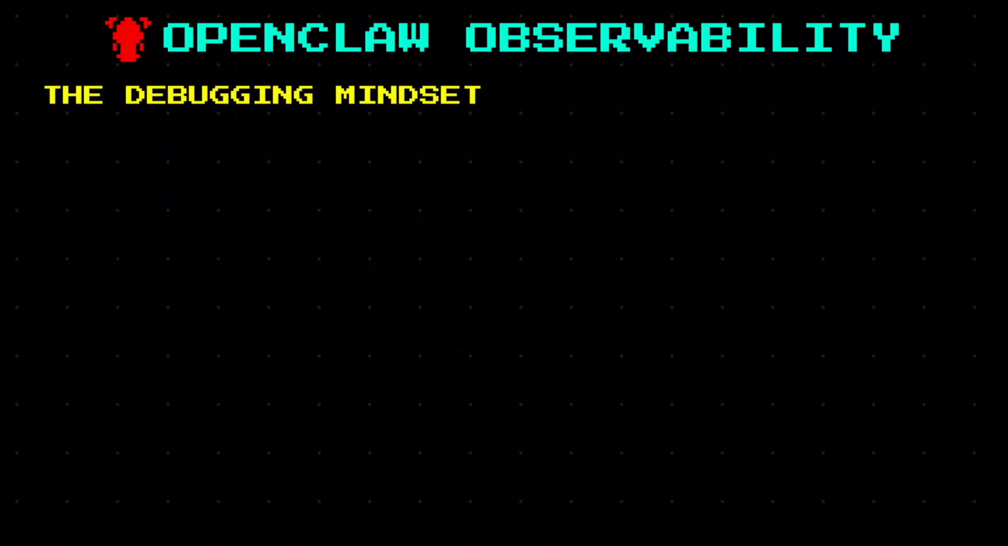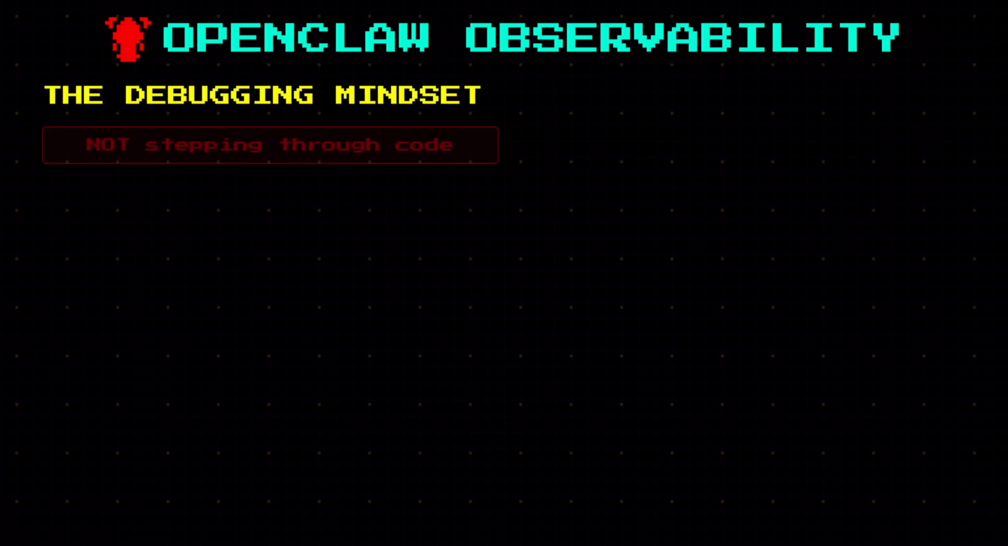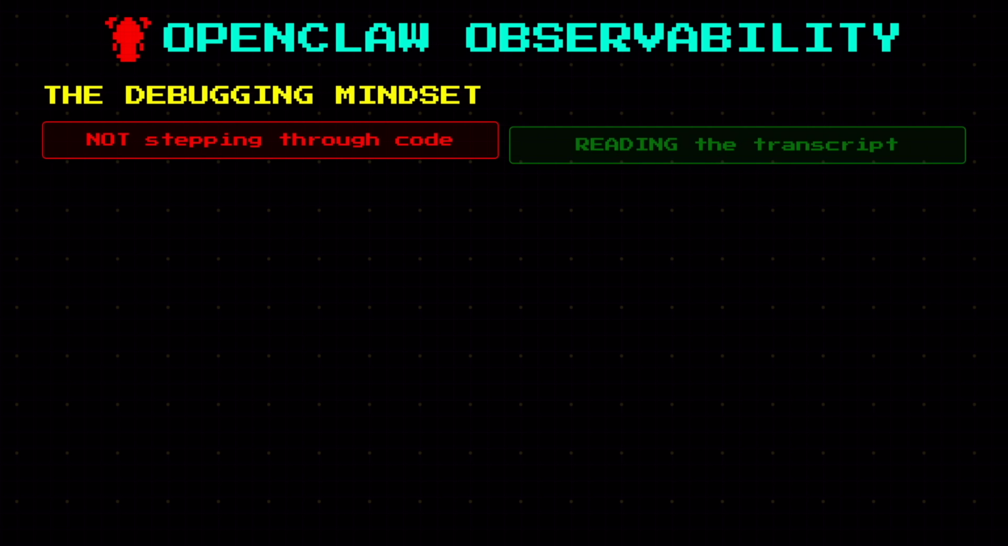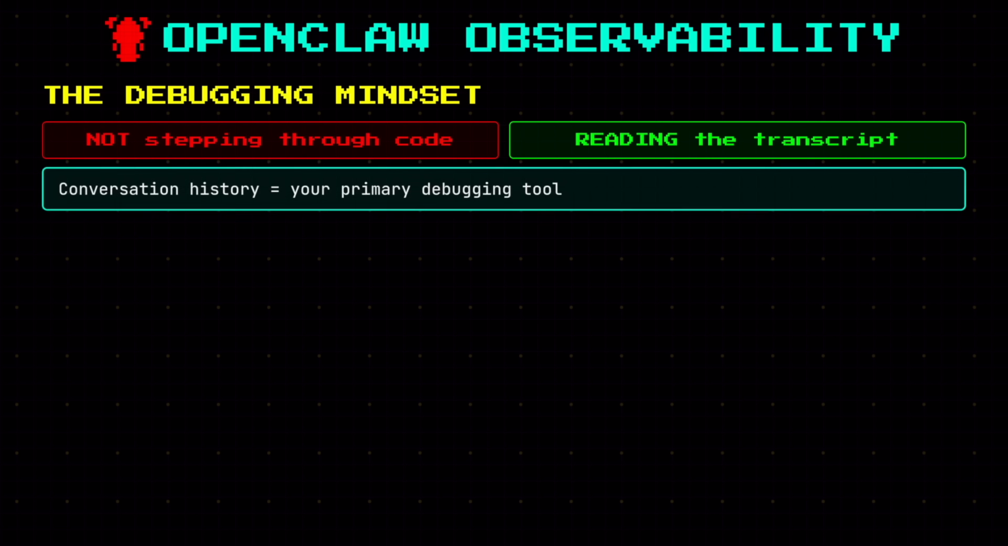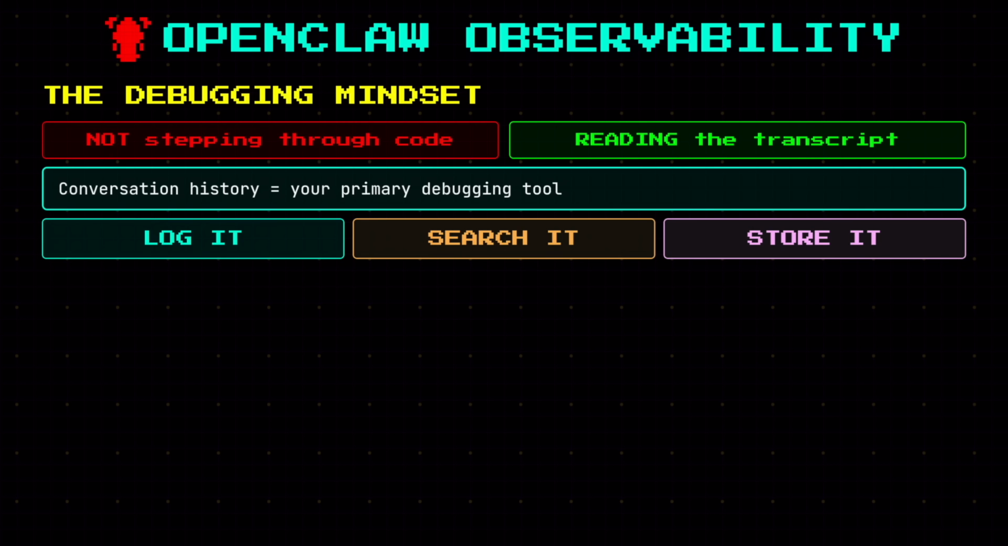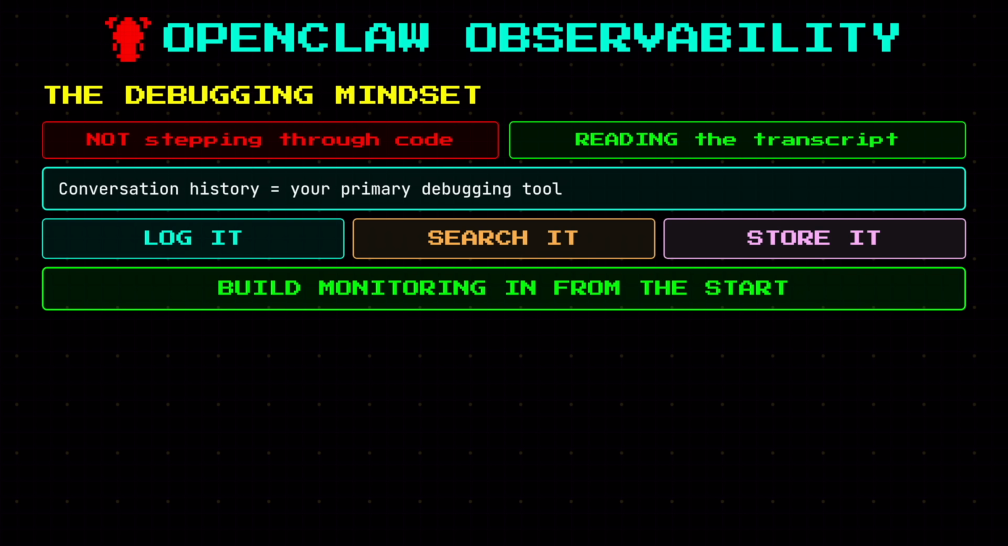The debugging mindset for agents is different from debugging regular code. You're not stepping through functions. You're reading a transcript. The conversation history, including every tool call, every result, and the model's reasoning, is your primary debugging tool. Log it thoroughly, make it searchable, store it. Most production issues can be diagnosed by reading 3 minutes of logs. Build your monitoring in from the start. It's much harder to add after the fact.